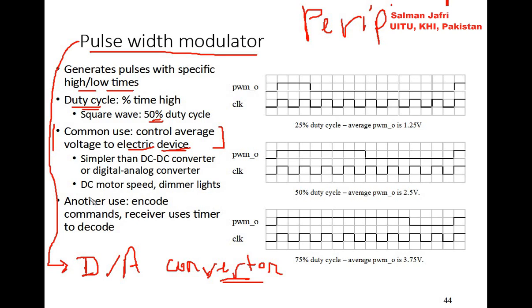So what are the common applications? DC motor speed, dimmer lights. And another use, we can encode commands, right, by using a PWM signal, and decode at the receiver end, right. So for example, we might be having sequences of pulse width modulation for a certain level for logic 1 and a certain level for logic 0, and we might do that, right. So this is the idea.